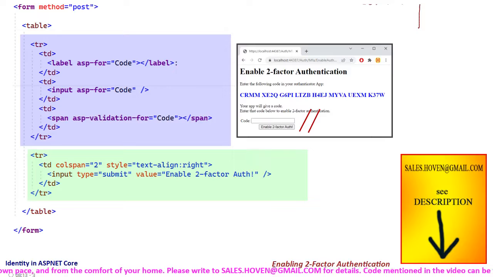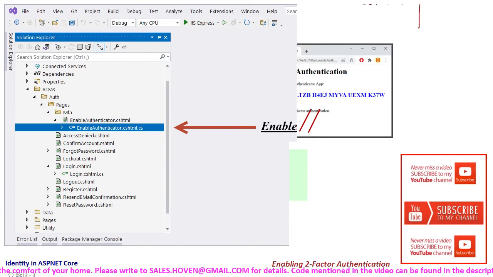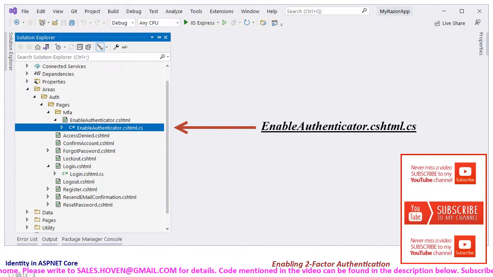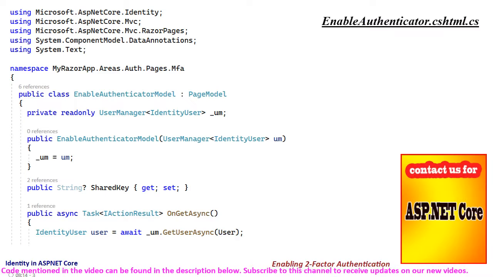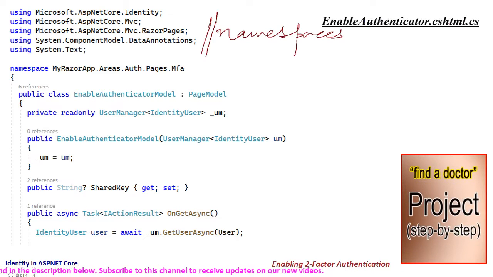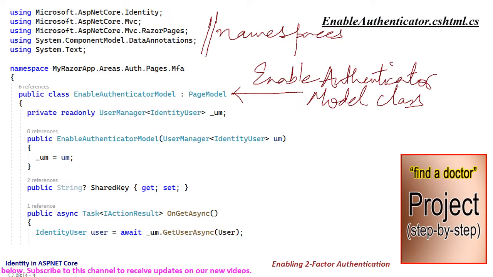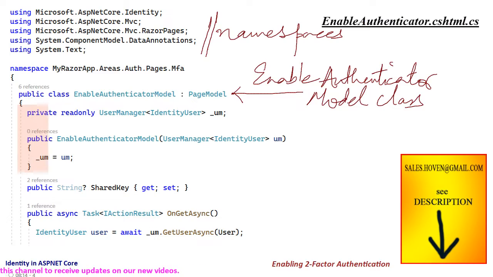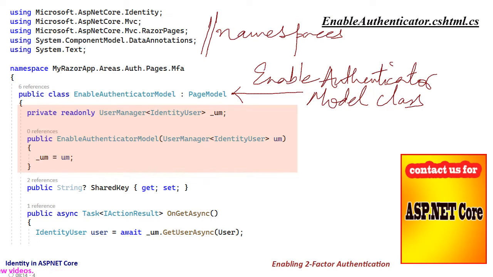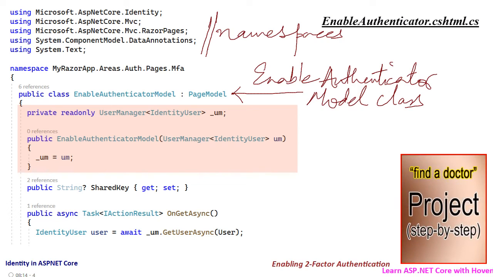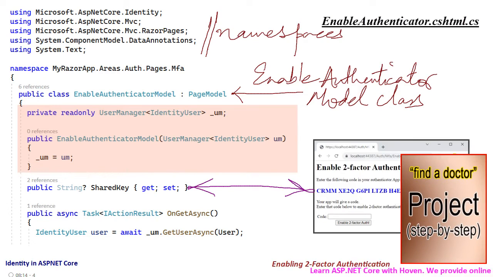We can now have a look at the backing class for this page. Open the Solution Explorer and locate the enableauthenticator.cshtml.cs file. Double click this file to open this file so that we can have a look at the code. First, we have the namespaces. Then we have the Enable Authenticator model class. Constructor-based dependency injection has been used to obtain the user manager service. The instance has been cached as a read-only member. Then we have a property for the shared key.